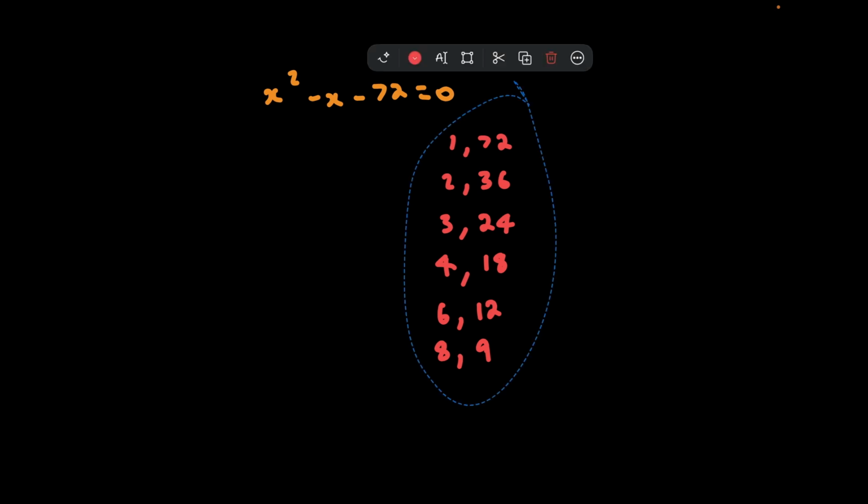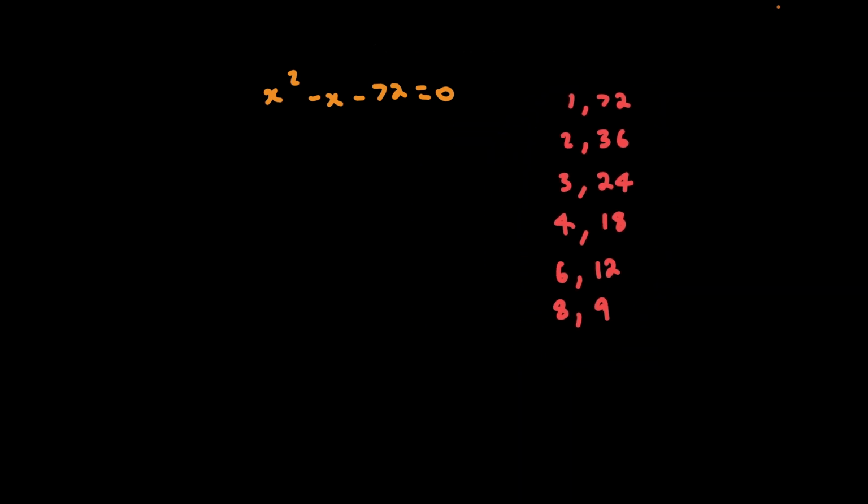So now that we have our two numbers, 8 and minus 9, we can simply factorize this quadratic as (x take away 9)(x plus 8), and that equals 0. And the reason we know it's these two numbers is because minus 9 plus 8 was minus 1. So we worked out our two numbers.